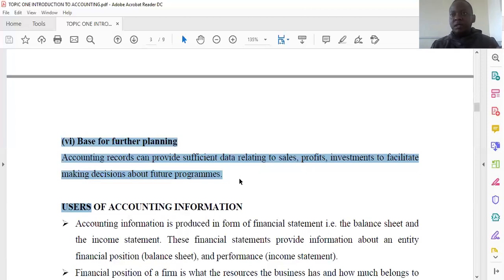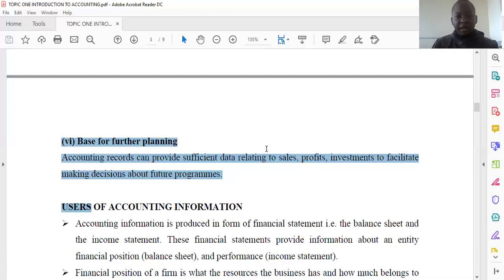With this investment, if we bring new resources to the business, we add to the current resources, we'll be able to improve our profits from here to this much. So accounting will give us that realistic ground of being able to make a realistic, measurable goal of profit. You cannot be a small organization making a profit of say 100,000 shillings and then you just wake up one day and assume that you make a profit of 1,000,000 shillings, unless an investment has been made. So you need to be realistic. Accounting gives us that sufficient information to help us in making goals. So accounting can provide sufficient data relating to sales, profits, and investments to facilitate making decisions about future programs.